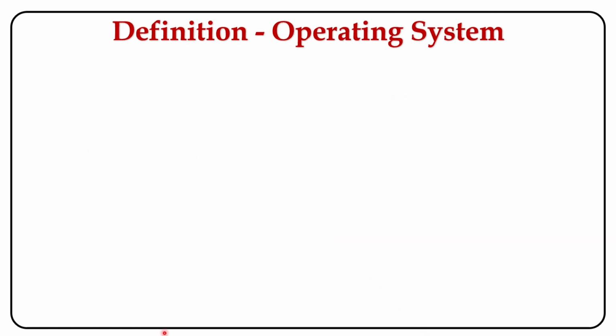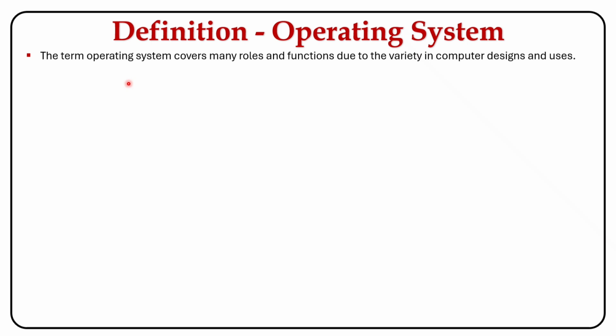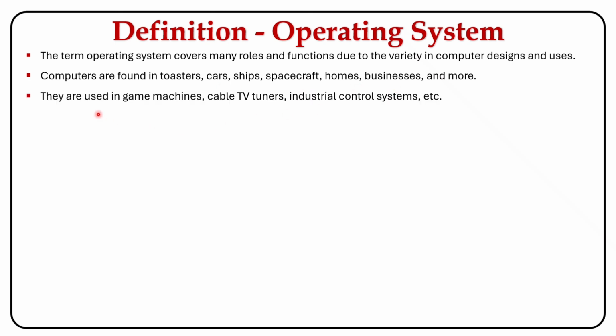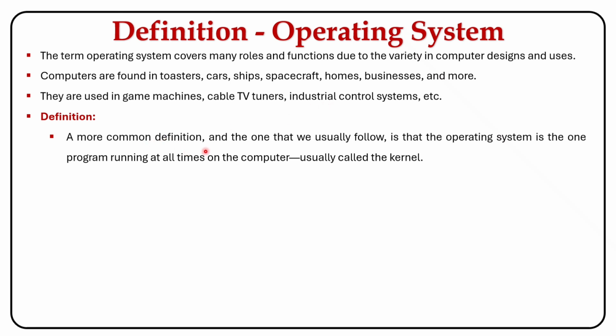Finally, let's check out the operating system definition. The term operating system covers many roles and functions due to the variety in computer design and uses. Computers are found in toasters, cars, ships, spacecraft, homes, businesses, and more. They are used in game machines, cable TV tuners, industrial control systems, and so on. A common definition, and the one we usually follow, is that the operating system is the one program running all the time on the computer. Usually it is called the kernel.